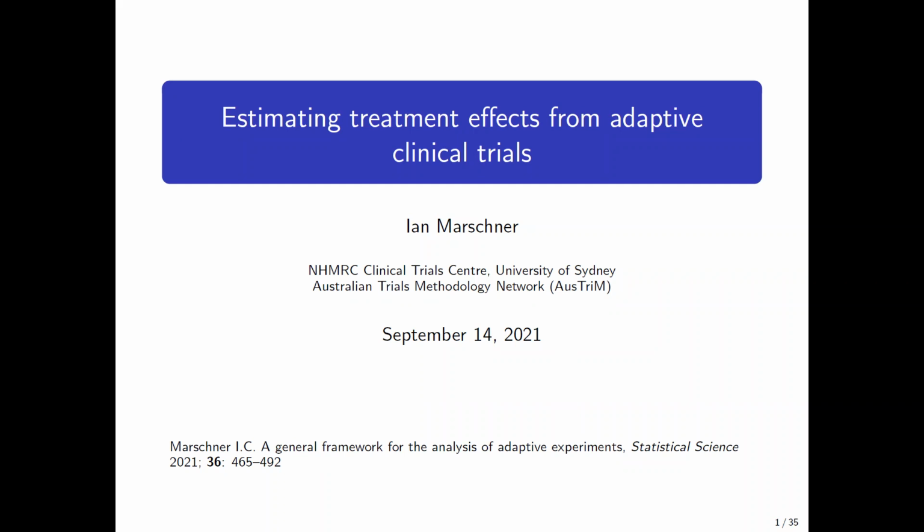So Ian is Professor of Biostatistics and Director of the Biostatistics Group in the Clinical Trial Centre at the University of Sydney, and has previously worked at Pfizer as well as Harvard University. He has a long-standing interest in developing statistical methodology for the design and analysis of clinical trials and epidemiological studies, as well as extensive experience of applying such methodology in practice. So I'm very much looking forward to this talk about estimating treatment effects in adaptive trials. And Ian, the floor is yours.